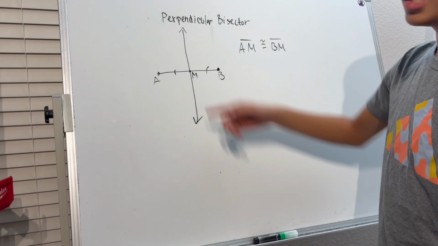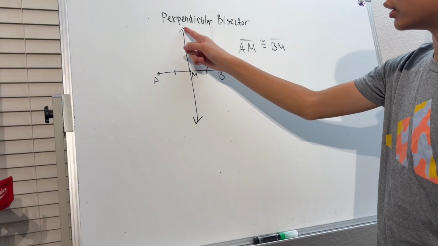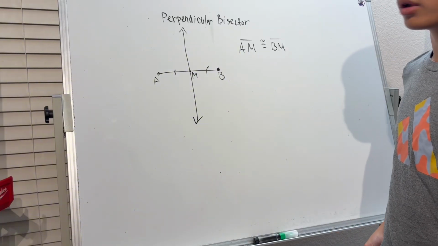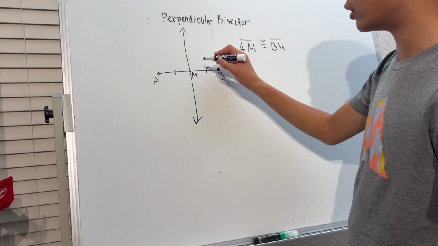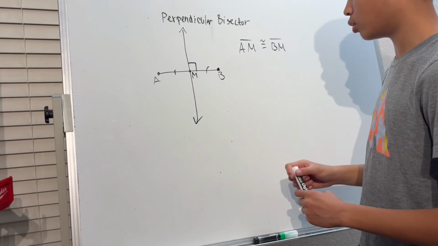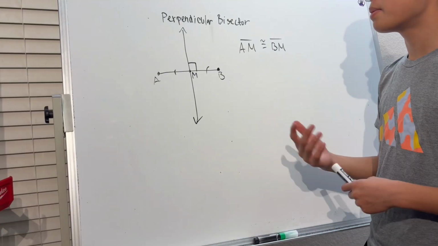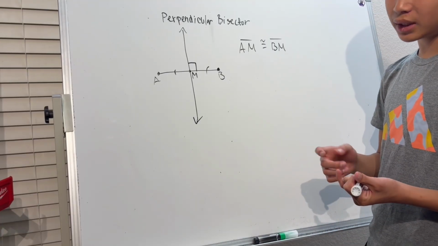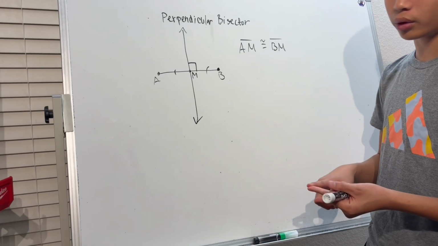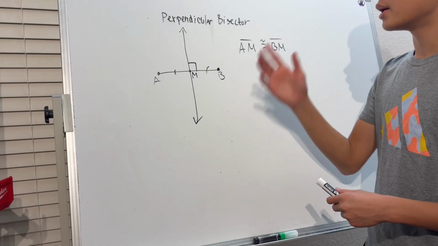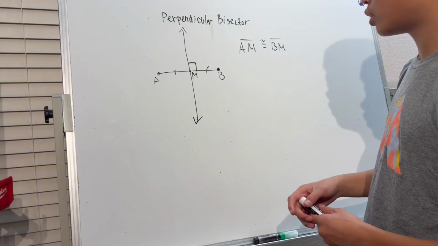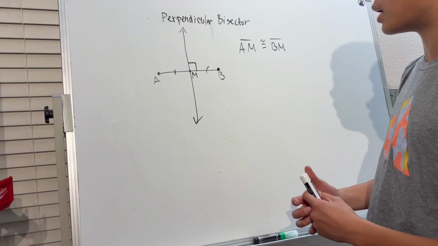This kind of looks like an altitude, right? If you draw it from here, but this is the altitude of a triangle. But you know, an altitude forms a right angle. So this forms a right angle. So a perpendicular bisector is basically an altitude and a midpoint. It forms a right angle. That's how we know it is a perpendicular bisector.